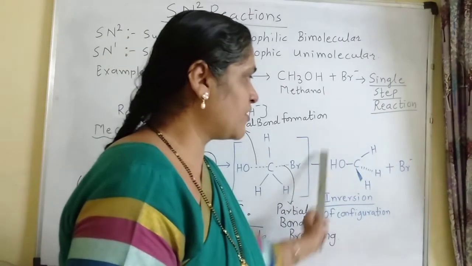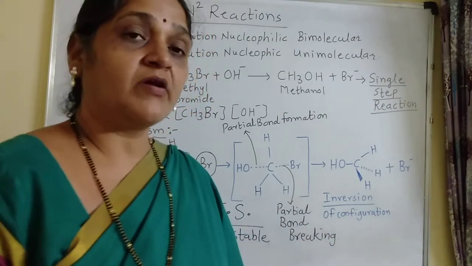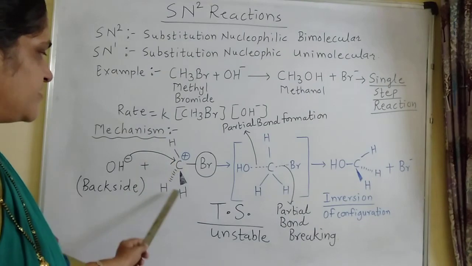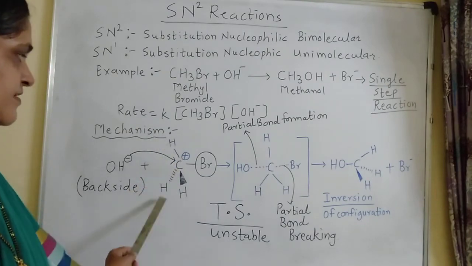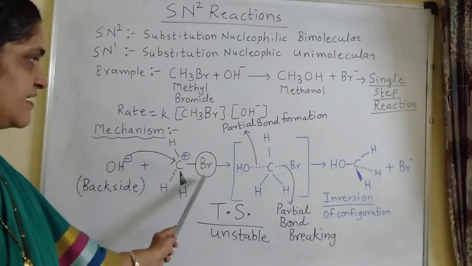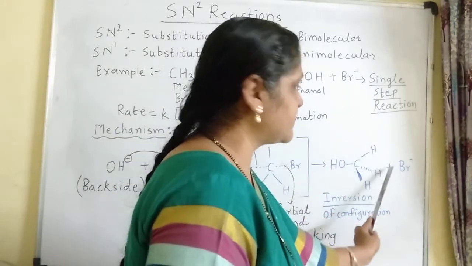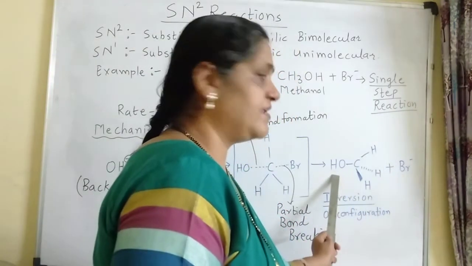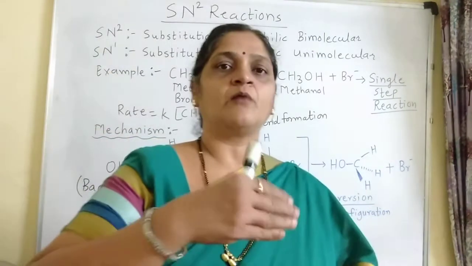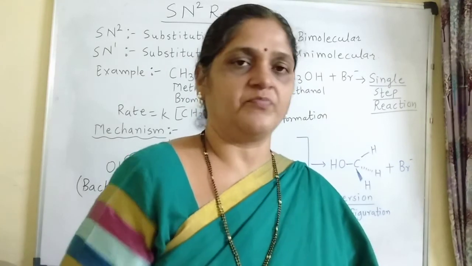Now this product is obtained with total inversion of configuration. What is the meaning of inversion of configuration? You can see here that in the reactant all the hydrogens are attached to the left hand side of the carbon, right? On the right hand side there is Br. Now on the product side, you will find that all the hydrogens are on the right hand side and the nucleophile is joined at the left hand side to the carbon atom. So this is exactly the opposite condition. This is known as inversion of configuration.